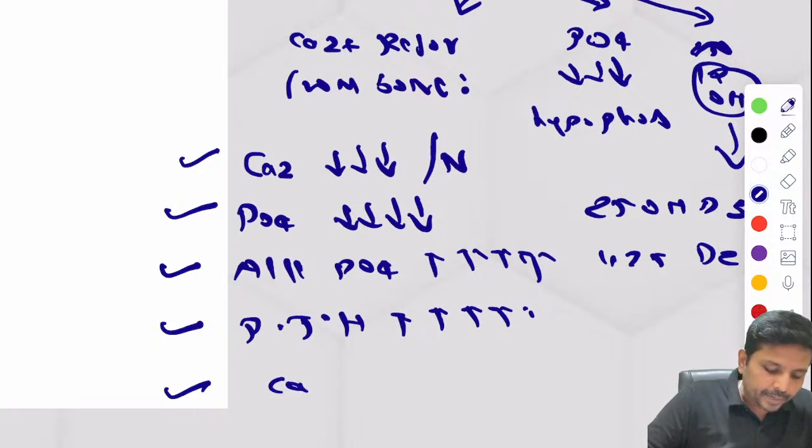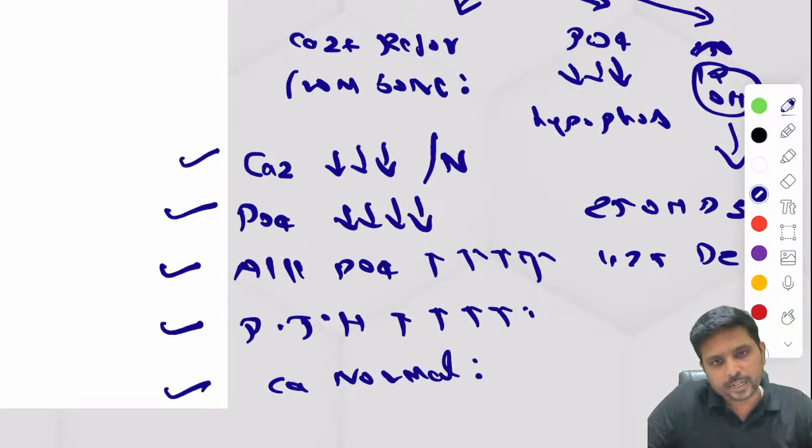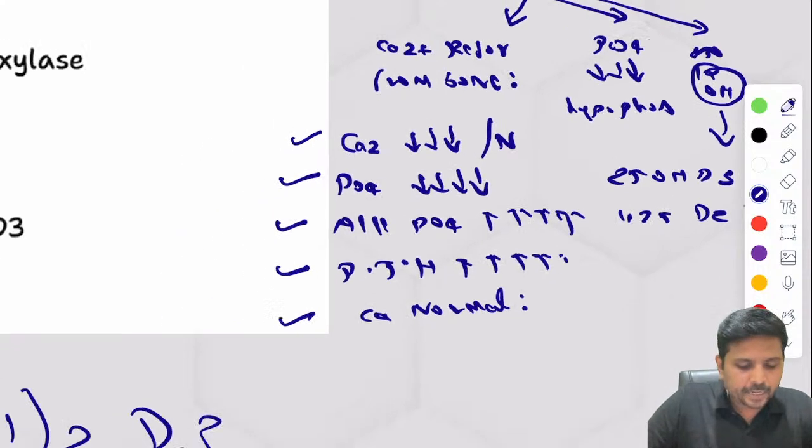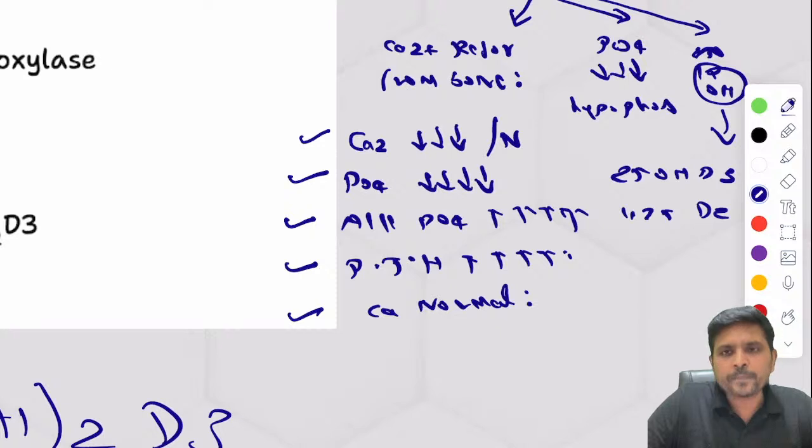Remember, calcium can be normal in case of nutritional rickets. Calcium can be normal. Phosphorus will always be low. Alkaline phosphatase will be high. Parathyroid hormone will be high. So this is all about the biochemistry of rickets.